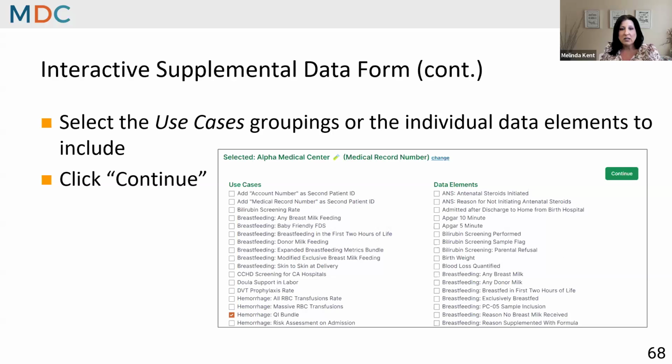You're going to then see a box that looks like this, and it has use cases on the left and data elements on the right. And you can see at the top, this one says medical record number. So that was the primary for that hospital. That was a selection. And if you chose account number, it was the account number there. You're going to select the use cases groupings or the individual data elements to include, and then you're going to click continue. So on the example here, we see that the hemorrhage QI bundle is selected.